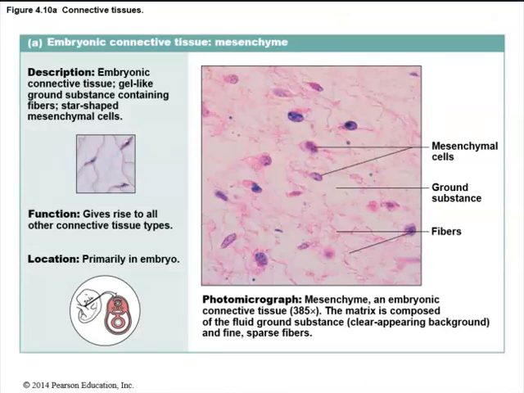Here we can actually see a picture of embryonic connective tissue, or mesenchyme. We can see the star-shaped mesenchymal cells surrounded by ground substance, and then we have some sparse fibers within the matrix. So we know that mesenchyme gives rise to all other connective tissue types, and it's primarily found in the embryo.